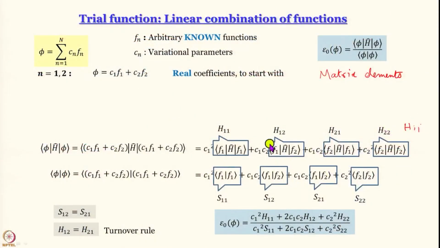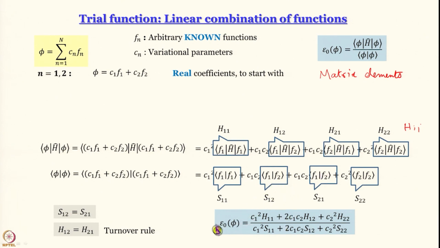So, if you substitute this, what do you get? C1 square multiplied by H11 plus C1 C2 multiplied by H12 plus H21. So, H12 and H21 are one and the same. So, I get 2 into H12, or 2 into H21 is fine, that multiplied by C1 C2, plus C2 square multiplied by integral F2 star H F2, sorry, what am I saying?